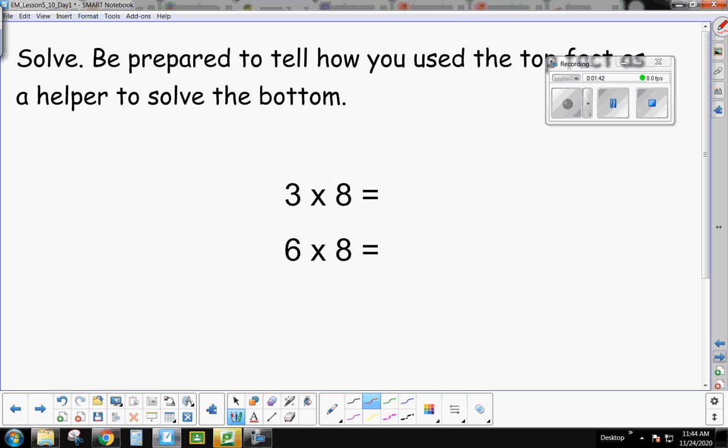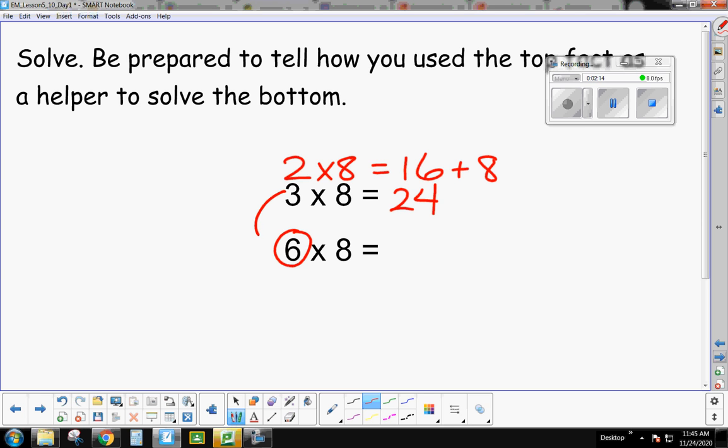All right, go ahead and solve these two problems. Be prepared to tell me how 3 times 8 can help you solve 6 times 8. All right, so 3 times 8. If you didn't even know what 3 times 8 was, you could simply do 8 plus 8 plus 8, or you could think of 2 times 8, you know that 2 times 8 is 16. 3 times 8 would just be an extra 8, so when I add 8 on, I'm going to get 24. So 3 times 8 is 24.